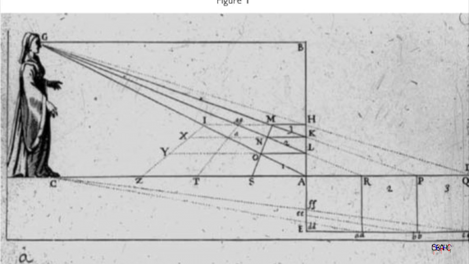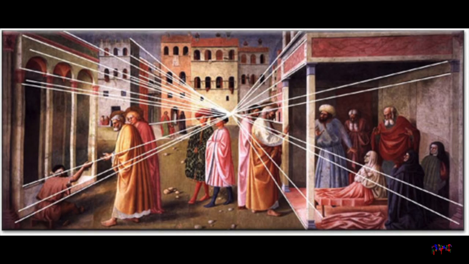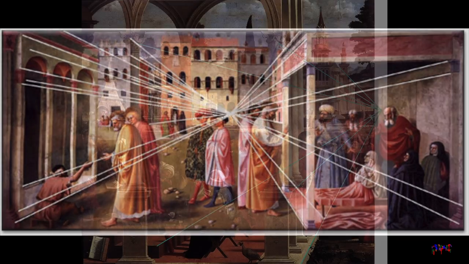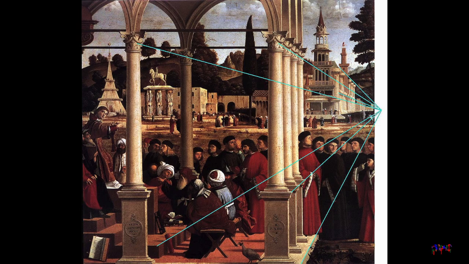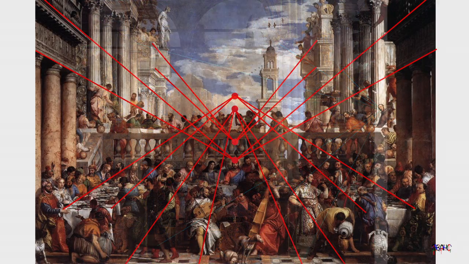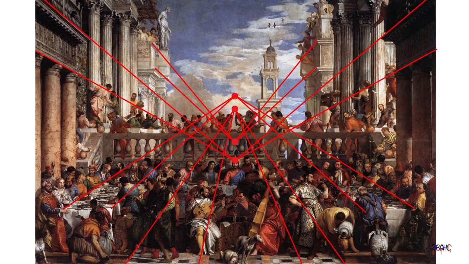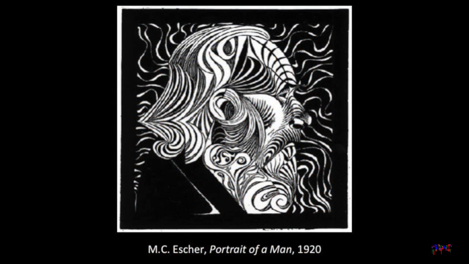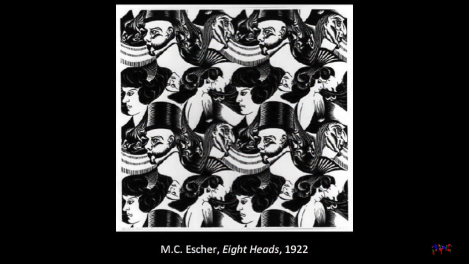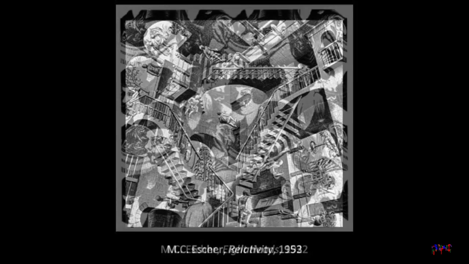In 1413, Filippo Brunelleschi documented a mathematical method of using perspective to depict space. Many artists of the Renaissance period began to utilize this method to create the illusion of depth. Well-known artist M.C. Escher challenges our perception by manipulating the patterns of tessellations.